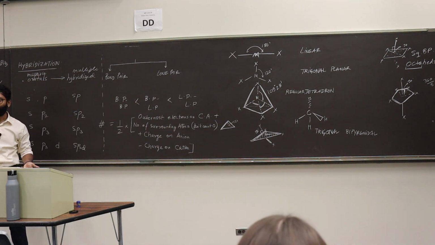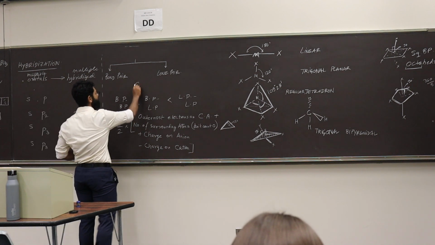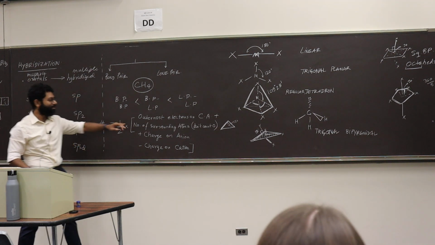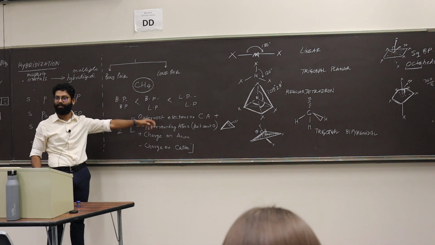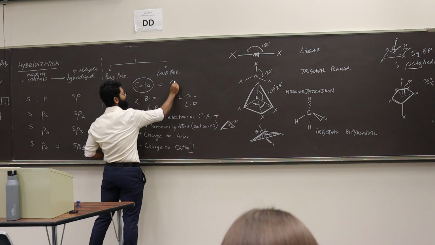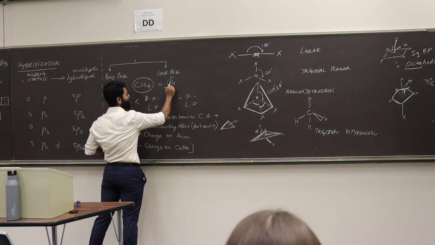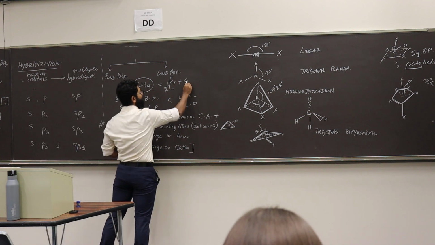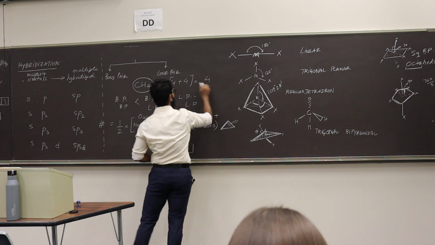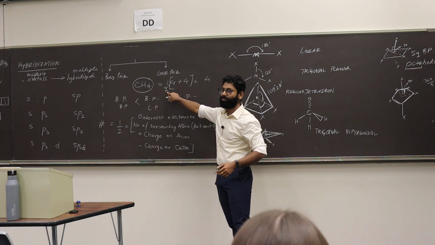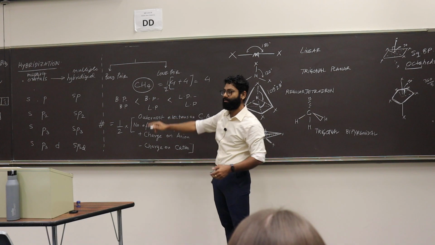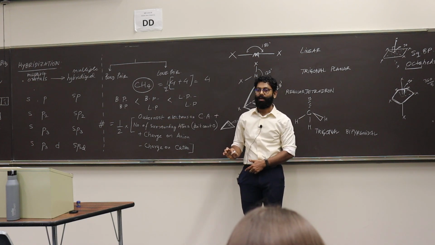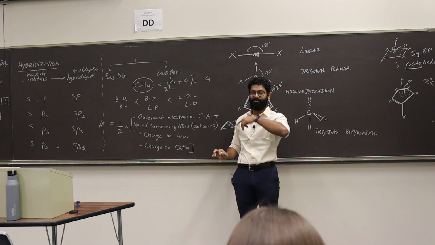So for methane, what's the central atom? Carbon. So what's the number of outermost electrons in central atom carbon? 4. So this is 4 plus number of surrounding atoms, 4. So 4 plus 4 divided by 2 gives you 4. What's the hybridization? Hybridization is sp3, shape is tetrahedral.